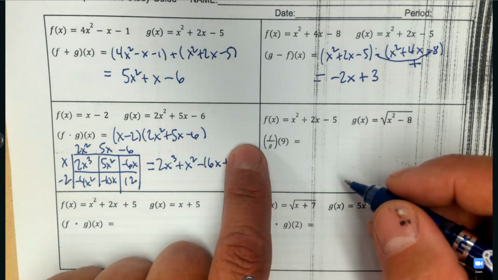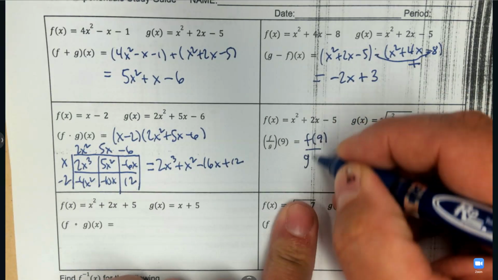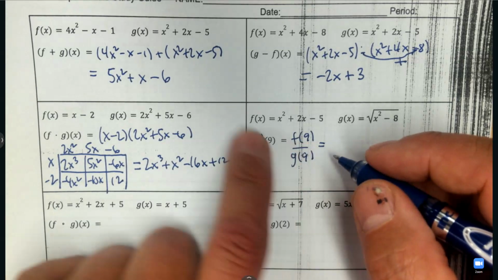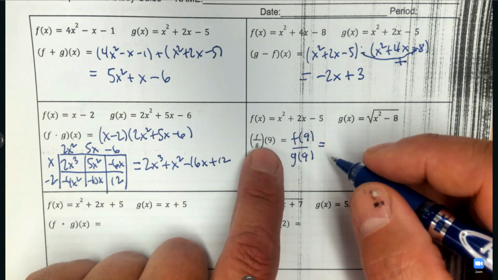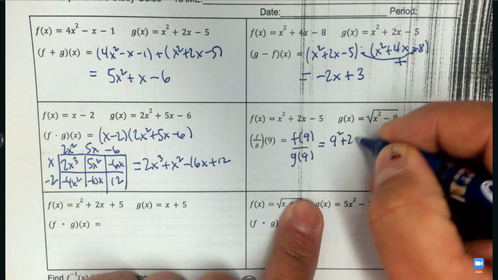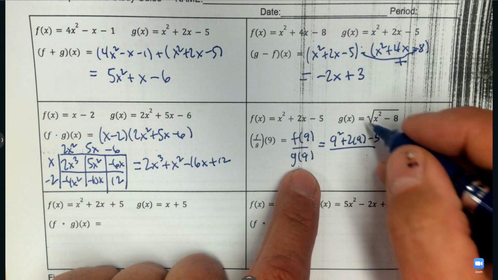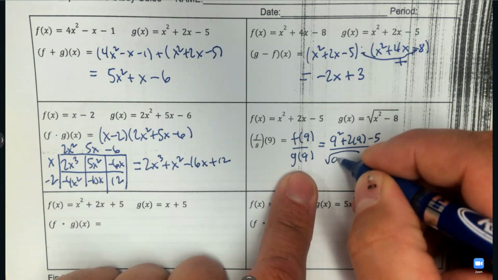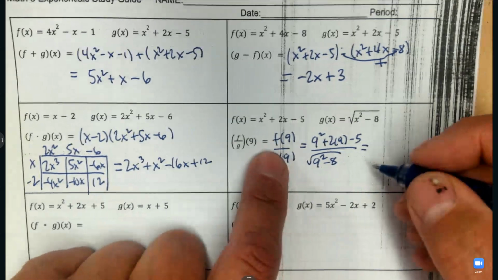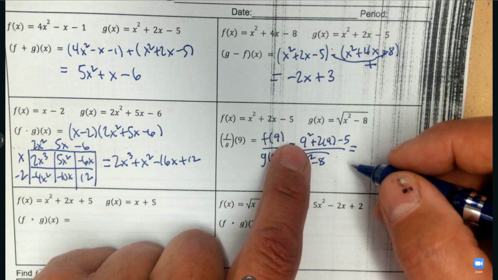Here we're dividing, but we're evaluating at a number. So what I want us to do is to evaluate and then divide the answers. In other words, I'm going to evaluate, and order matters here. f is on top. So plug 9 into the numerator. That's 9 squared, plus 2 times 9, take away 5. The denominator, 9 squared, take away 8. So 9 squared, that's 81.